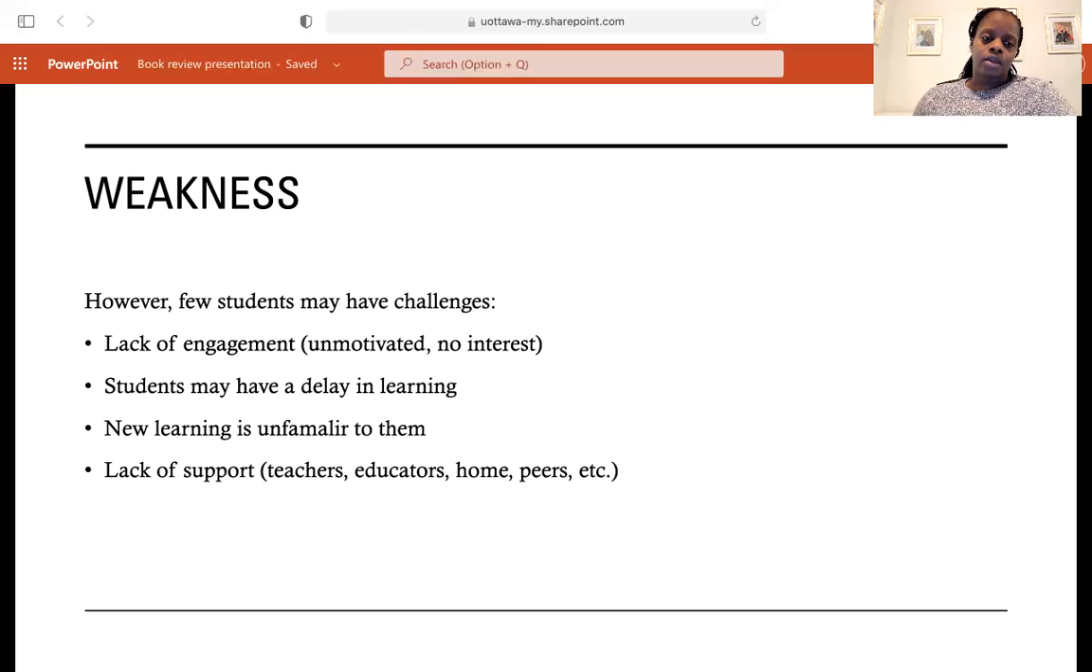And for the weakness that I look at, when students do not have support like an anchor chart, or a teacher who is motivated or excited about teaching fractions, the students become unengaged and unmotivated. They have no interest in wanting to learn it. The student may have a delay in their learning, and new learning is unfamiliar to them. So when new learning is presented and it's not connected in an authentic way, they tend to not want to learn it. Lack of support from the teacher can also be a downside for a student who does not want to learn about fractions.